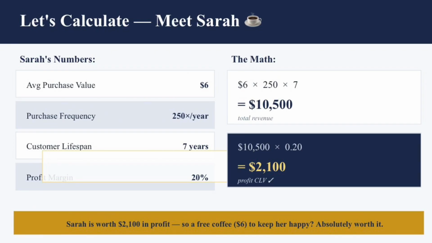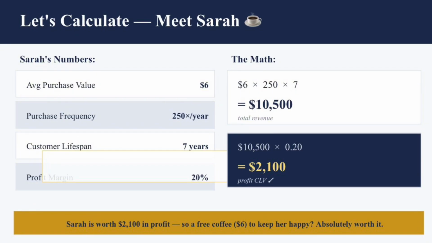Okay, let's work through this together. Meet Sarah. She's a regular customer at a local coffee shop. Her average purchase value is $6, and she usually gets a latte and sometimes a pastry as well. Her purchase frequency is 5 days a week, roughly 250 visits a year, and her customer lifespan is 7 years. She lives nearby and loves the place.